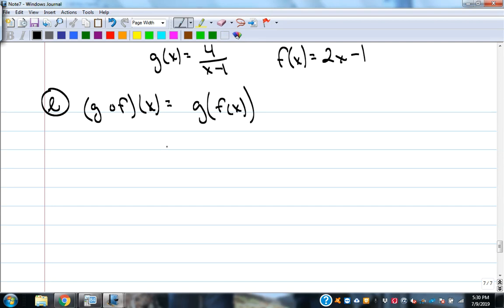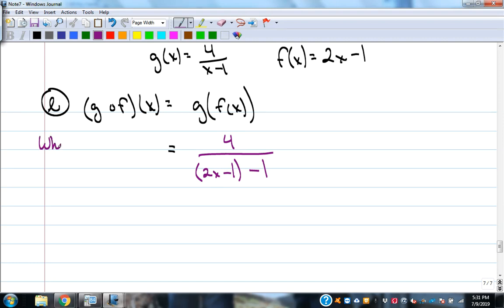So this is where it gets a little bit more complicated, because when I plug that in, I'm going to have 4 over 2x minus 1 minus 1. Okay. So I've got this extra stuff that I could simplify in the denominator. Now, what I want you to try not to do is take this and look at it before you simplify. Okay? What was the restriction on g of x? That x could not be what number? 1.